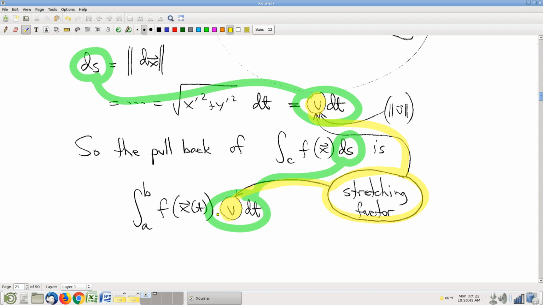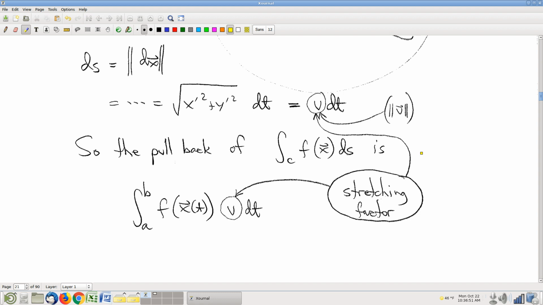Right? So speed is the stretching factor involved in that parameterization. That's one way to think about it. Okay. All right.